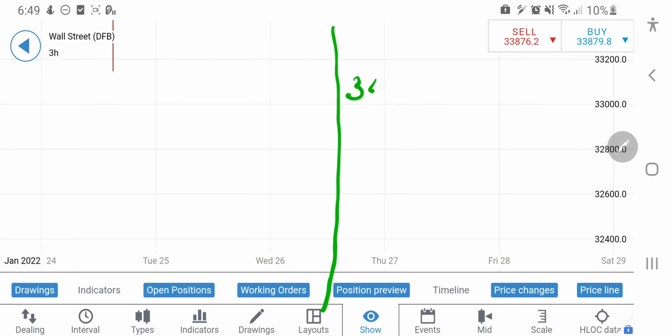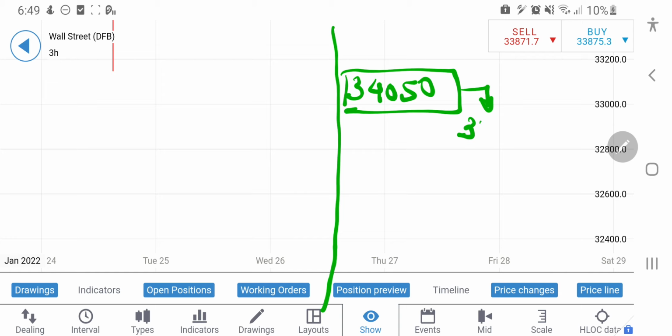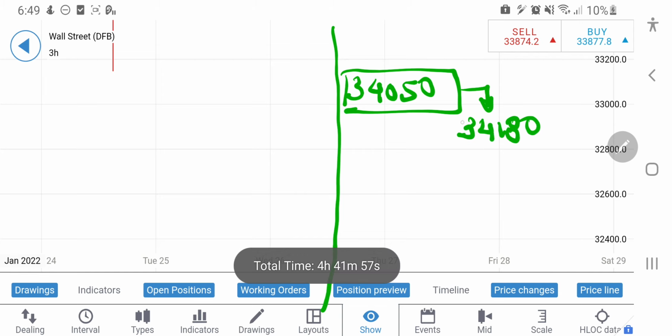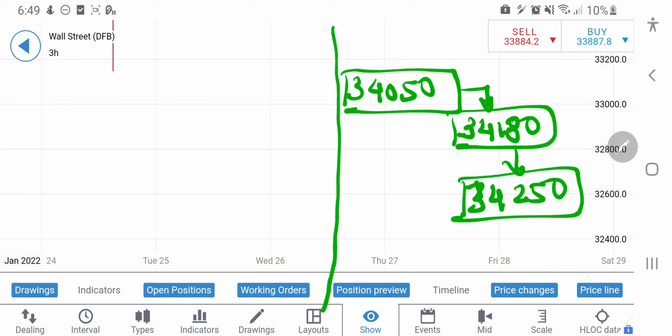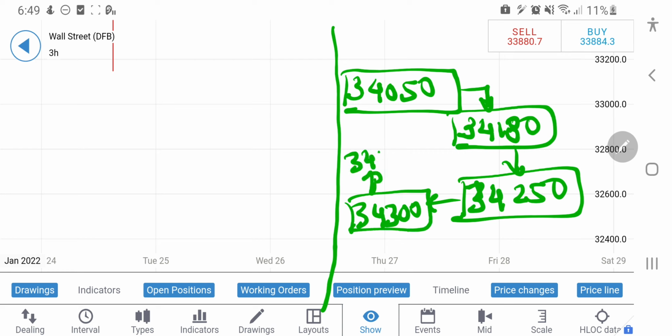Now I will recommend you to enter a long only at 34,050, where you can expect it to rise towards 34,180, the next resistance which will come into the picture. Beyond that it will head towards 34,250, which is going to be the stronger resistance. Beyond that, 34,300 and 34,400 will come into the picture. Beyond that, anyways, sky is the limit. It will head towards 34,600 levels also.